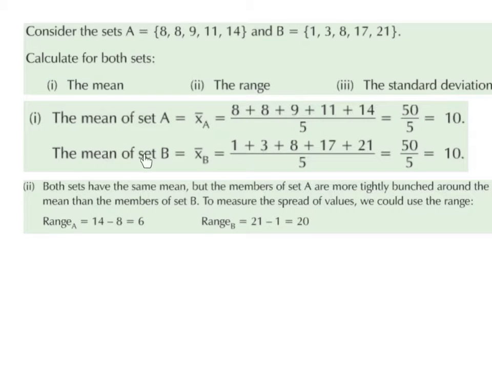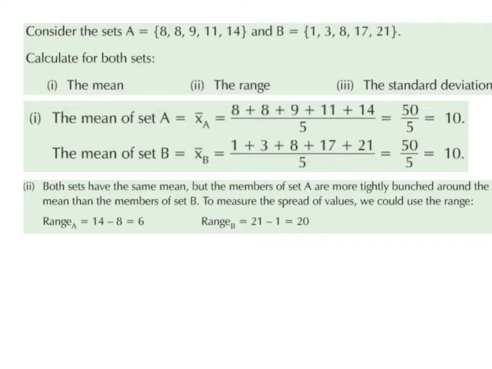Now we're going to get the mean of set B. So we have x bar, which again represents mean. The mean of set B is going to be 1 plus 3 plus 8 plus 17 plus 21 divided by 5, again because there were 5 values in this set, which is also 50 over 5, which is also 10. So we just have a coincidence that we get the same mean for both sets of data.